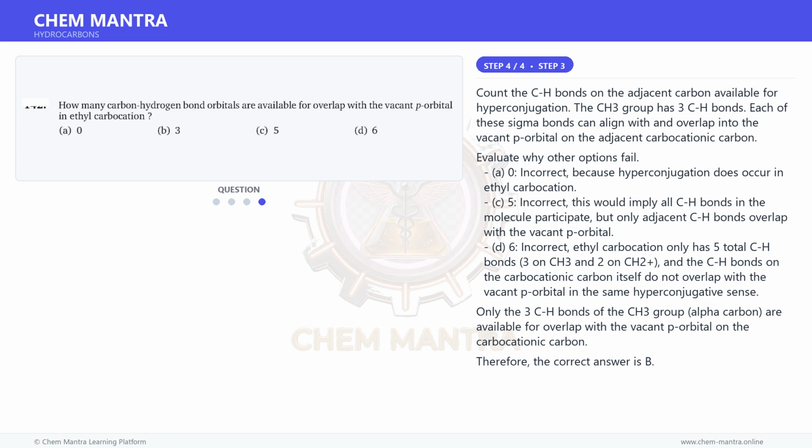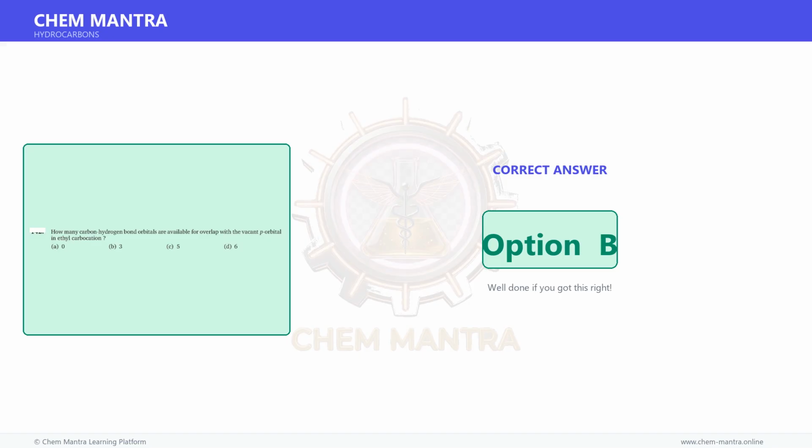Only the 3 CH bonds of the CH3 group, alpha carbon, are available for overlap with the vacant p orbital on the carbocationic carbon. Therefore, the correct answer is option B.